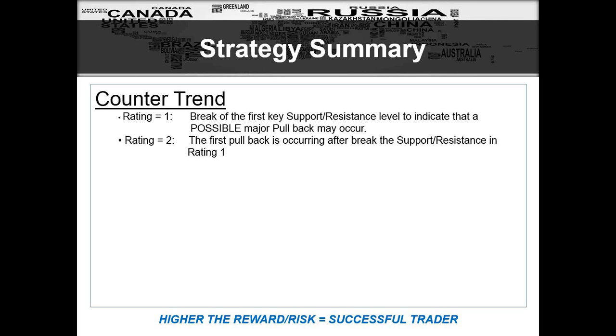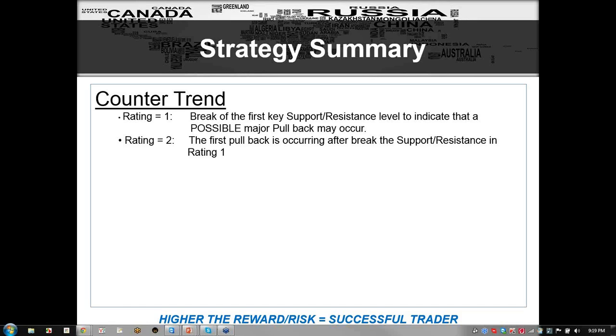Aggressive traders are going to start looking for the rating number 1 because they're playing the upward or downward movement without a pullback. Number 2 is more for the conservative type of traders, who need a confirmation before they enter. They don't want to get caught up in all the games being played around the support resistance.